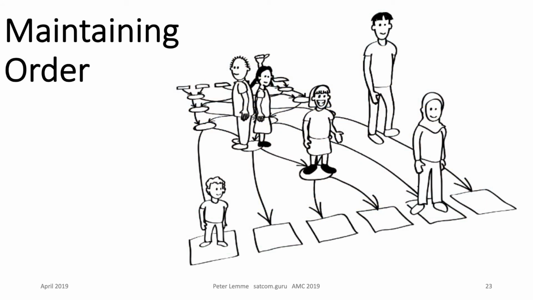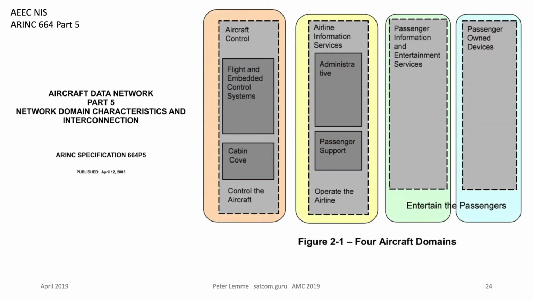Maintaining order. This is very important for us. We have to have a structure on board the aircraft, and it gets down to what we would call isolation between networks. In the ARINC world, ARINC 664 Part 5 brought forth this concept, and it wasn't original, it came to them, of 4 different domains on board the aircraft.